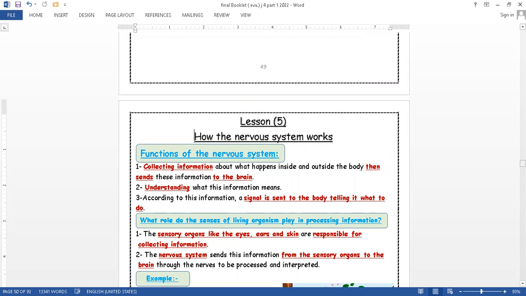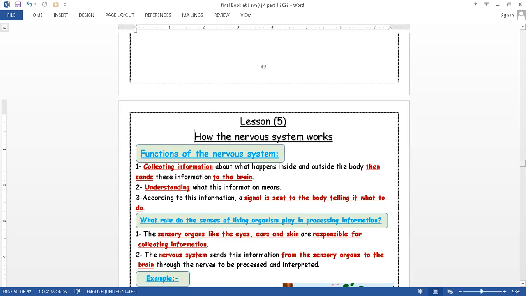It starts with collecting information from the outside and inside, then sending specific signals or messages, or electrical impulses, to our brain to recognize, understand, and process this information that enters the brain, to solve it correctly and send specific signals again to your body to tell it how to perform the suitable response that we have to do.